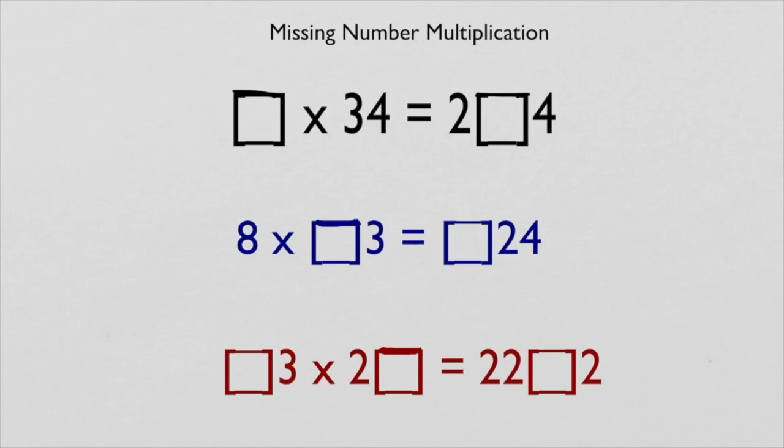They'll first start with a 1 digit times 2 digits, and then we will progress on to 2 digits times 2 digits, and maybe 3 by 3 as well. Okay, so let's get started.